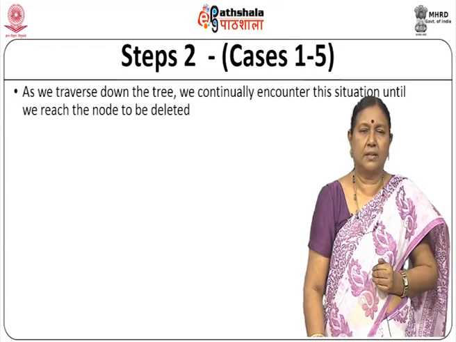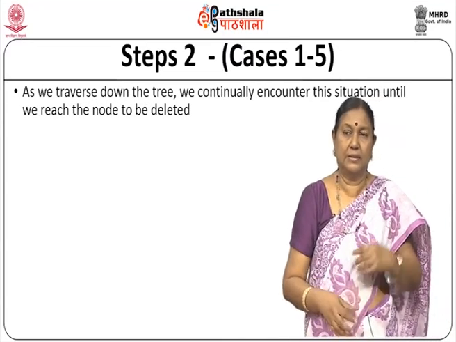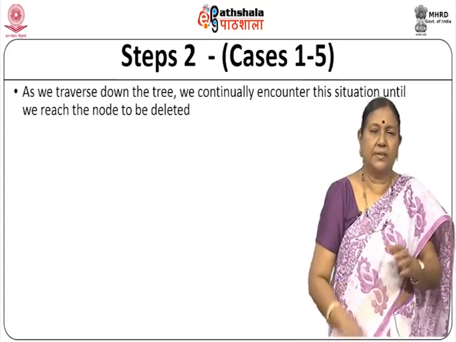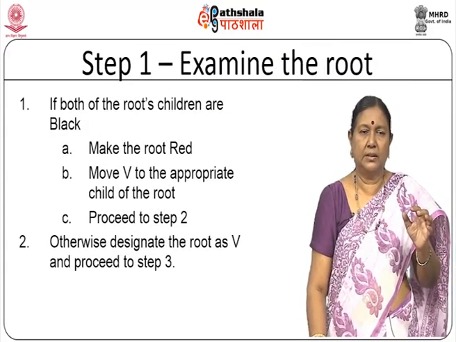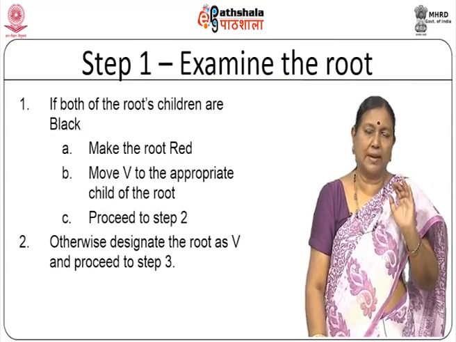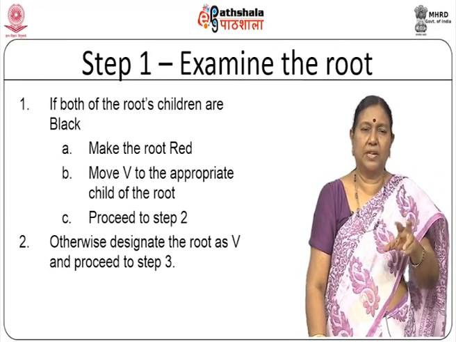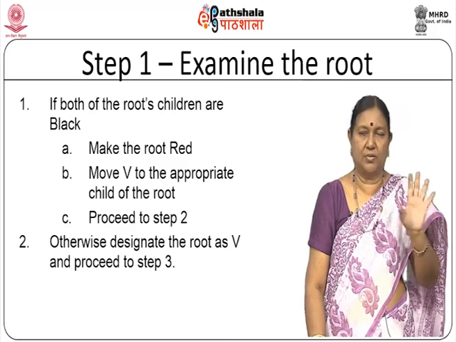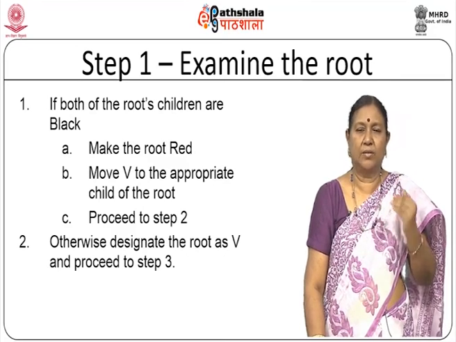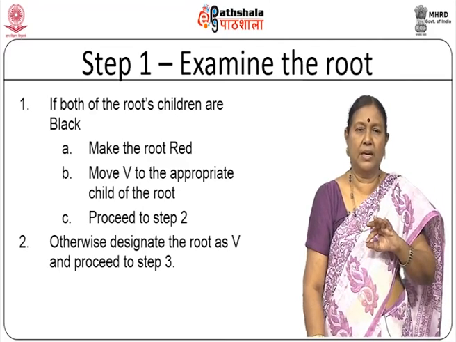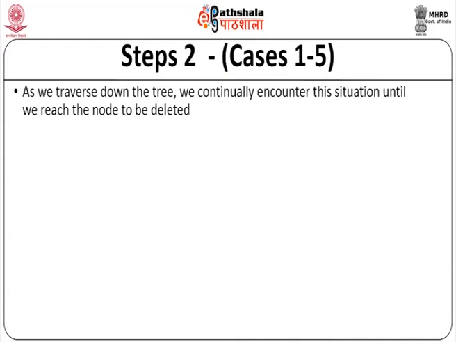So, let us look at the cases in step 2, that is the recursion. Just to repeat, the first step is: if both of the root's children are black, make the root red, move V to the appropriate child of the root and proceed to step 2. Otherwise, designate the root as V and proceed to step 3. So, we are looking at the different steps of step 2. As we traverse down the tree, we continually encounter this situation until we reach the node to be deleted.